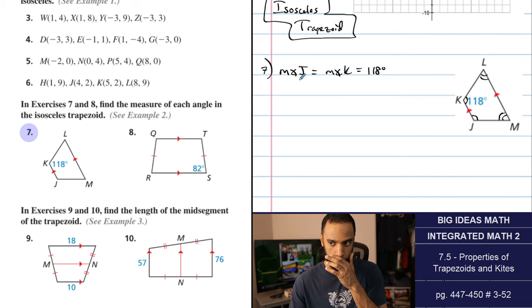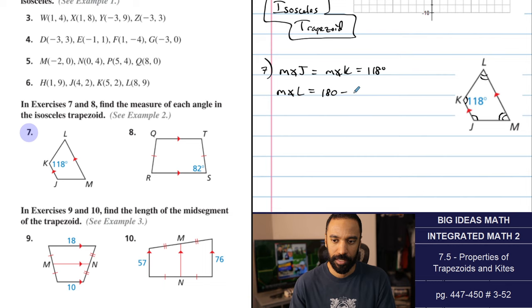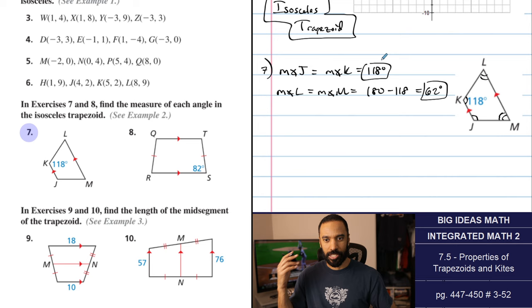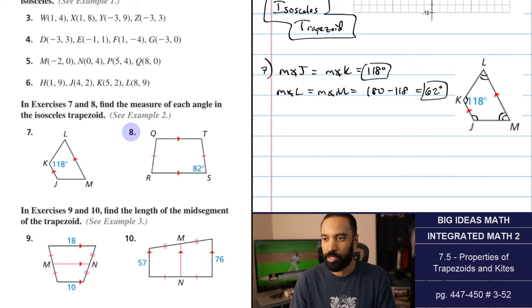So measure of angle L, for example, is going to be 180 minus 118. Oh, let me just say that for both of them. Measure of angle L is the same as measure of angle M, which is 180 minus 118, as they would add to 180 in that way. So that's 62 degrees. So 62 and 118 are the sets of angles that you have there. For that. Yeah, I feel like I'm not going to be copying and pasting anymore. You can see it on this other side of this page as we work these out.